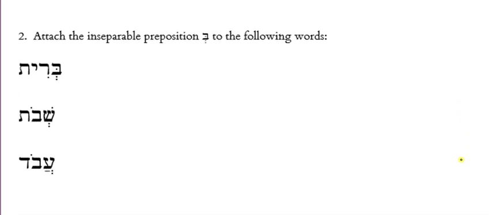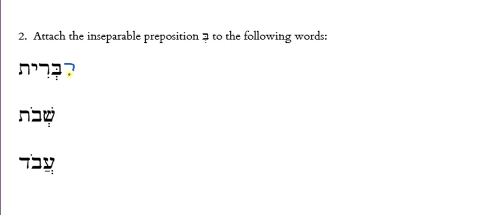Now, the other thing that you learned about in chapter 3 was to attach the inseparable prepositions to words. And so we're going to take the preposition bet, and we're going to attach the inseparable preposition bet to these words here, just to practice that also. So what do we do when we need to say 'in a covenant'? Well, the word berit already has a bet with a vocal Shiva under it. That looks like the preposition bet, but it's not. It is simply the first part of the word for covenant, berit.